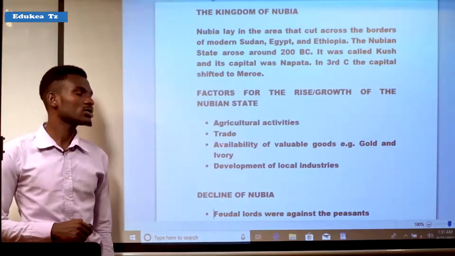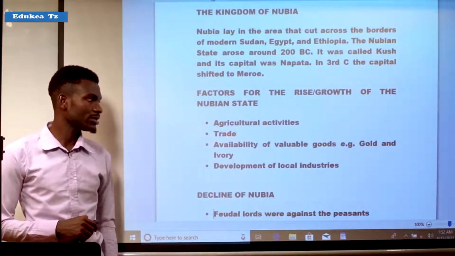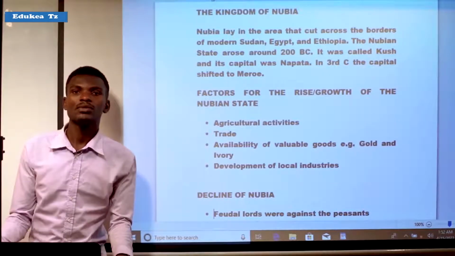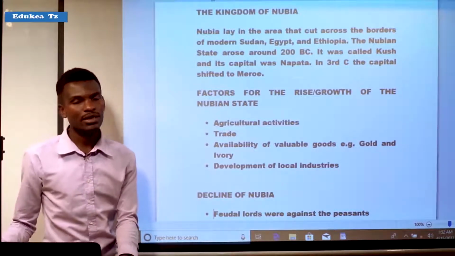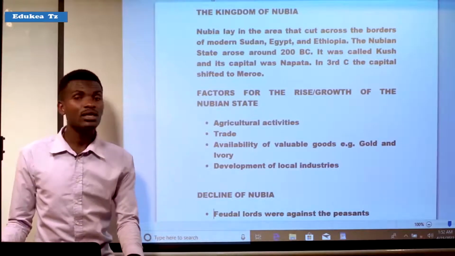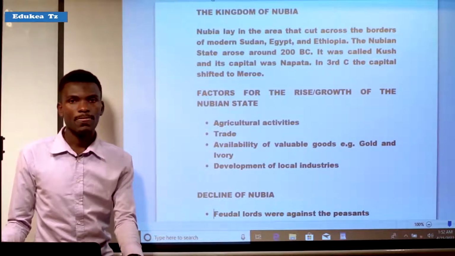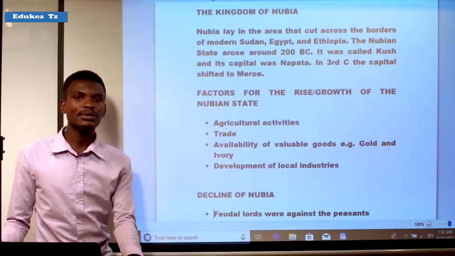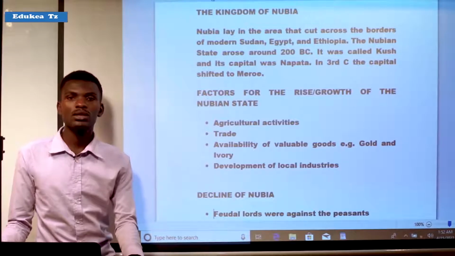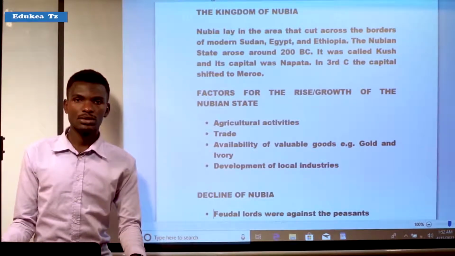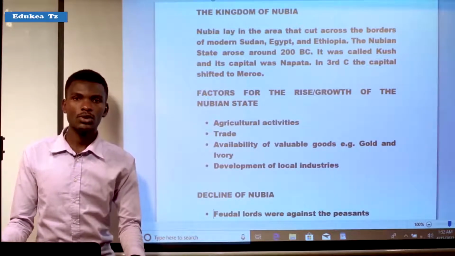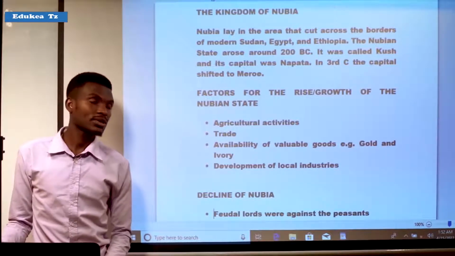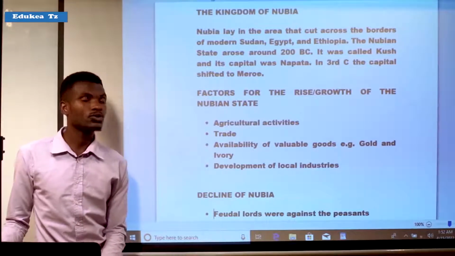But also there was trade. It means that in the Nubian state there were trading activities conducted between the people of Nubia and the neighboring areas like Egypt, Sudan, and Ethiopia. The trading items made in Nubia were iron tools as well as agricultural products, which were exchanged for other items from the neighboring societies, and that gave rise to the growth of the Nubian state.